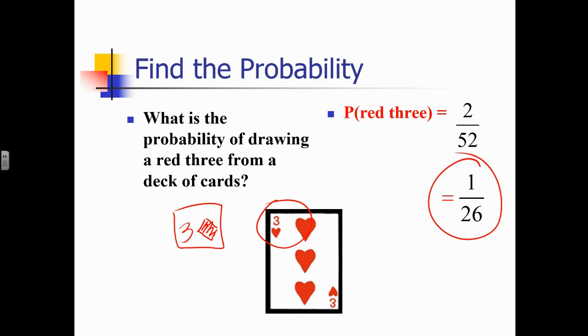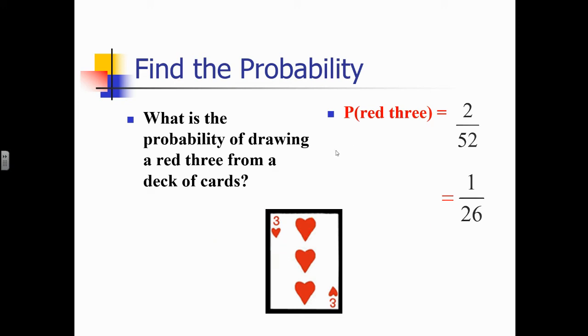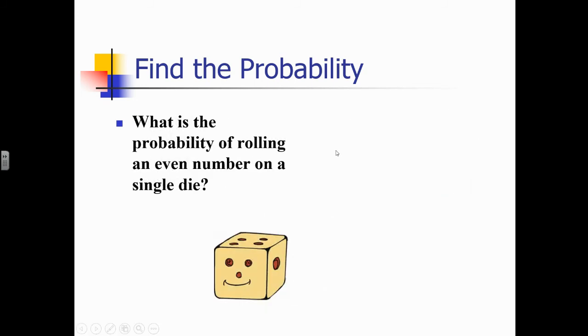So there is a 1 in 26 chance of pulling a red 3, meaning that if you were to sit there with a deck of cards, shuffle them up really good, and start pulling cards, you would get a red 3 1 out of every 26 trials, theoretically. Okay, that is probability, the ratio of the number of favorable outcomes to the number of possible outcomes.